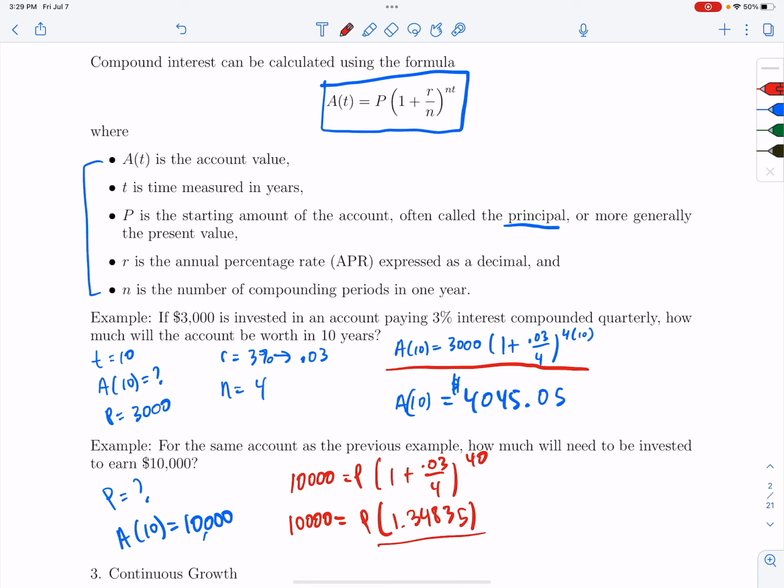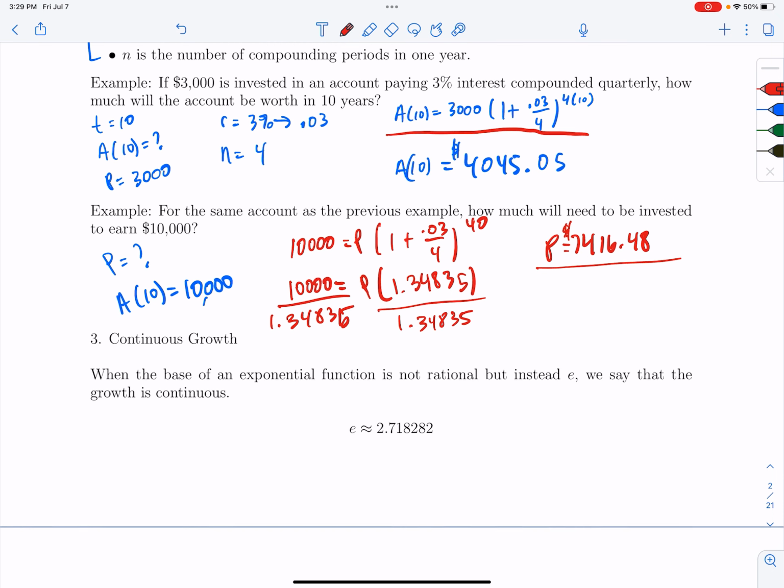Then I need to divide both sides by 1.34835, and we get a P value of $7,416.48. So what this is saying is, if we start by investing $7,416 at 3% compounded quarterly, after 10 years we'll have $10,000.